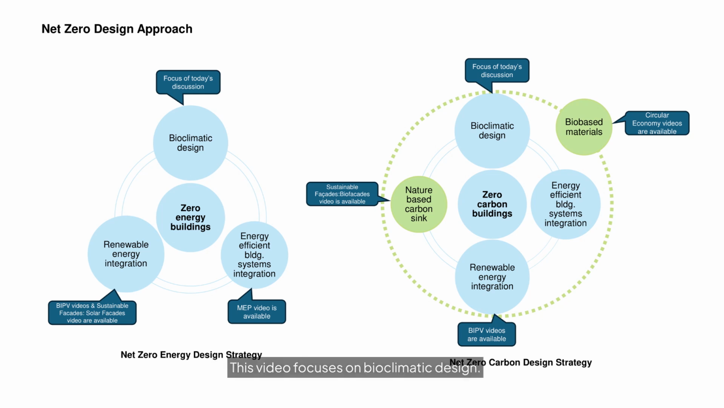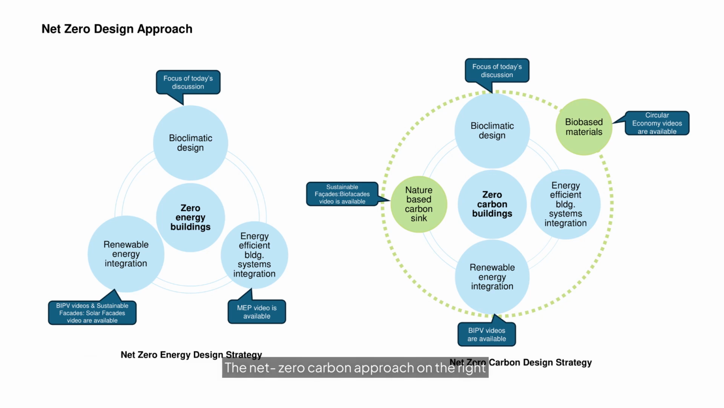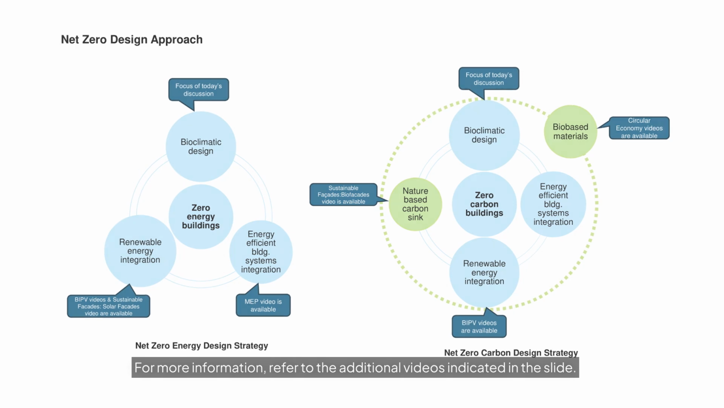This video focuses on bioclimatic design. Then, the on-site renewable energy system is integrated to support building operations. The net zero carbon approach on the right requires additional strategies beyond the net zero energy approach. Additional strategies include the use of renewable, bio-based construction materials and the integration of vegetative systems, both of which offset carbon emissions from the building overall. The final performance goal is to design buildings that achieve both net zero energy and net zero carbon. For more information, refer to the additional videos indicated in the slide.